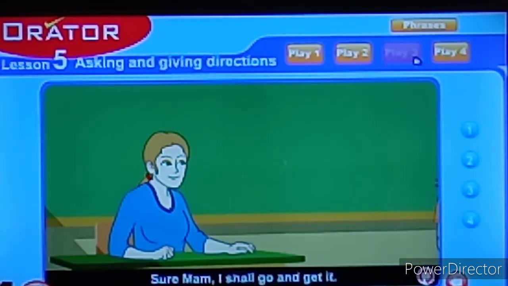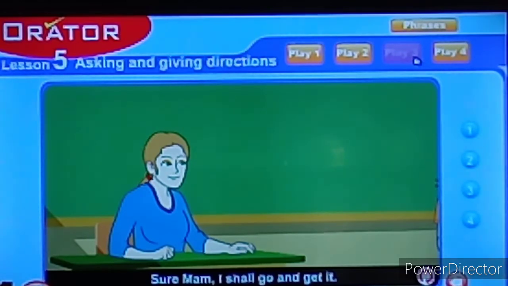So here, the teacher is telling that girl to go and bring some chalk pieces. Can you go to the staff room and get some chalk pieces? If I tell you to bring some chalk pieces, you will do it, right? Like that, the teacher is saying, please go and get some chalk pieces for me. She doesn't know where the staff room is, so she asks, ma'am, where is the staff room? The teacher says, it is in front of the principal's room. If I tell you it's in front of the principal's room, you will say, sure, ma'am, I shall go and get it. That's what the conversation is, using in front of.